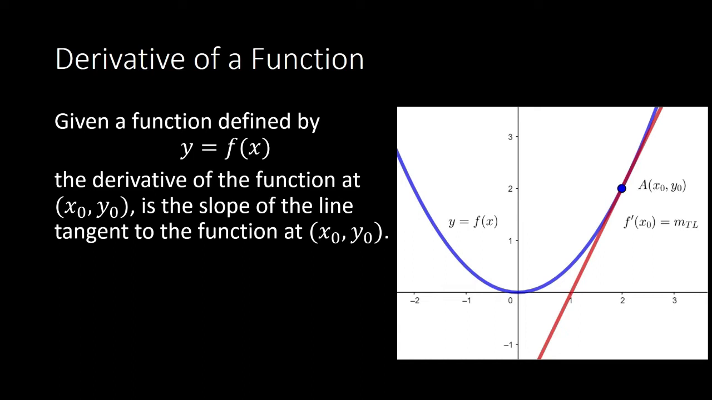So the red line is our tangent line. It is tangent to our curve at point A, and point A has coordinates x sub 0, y sub 0. The slope of that tangent line is what we call the derivative of our function when x is equal to x sub 0, or you can call it the derivative of our function at point A.